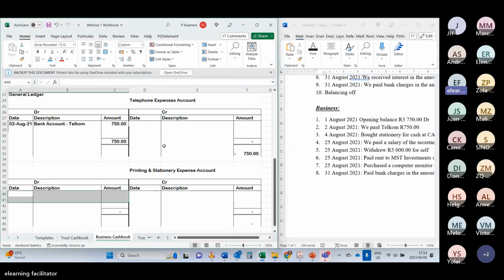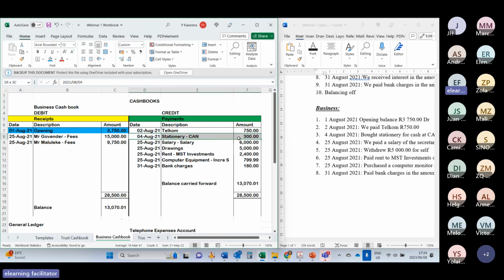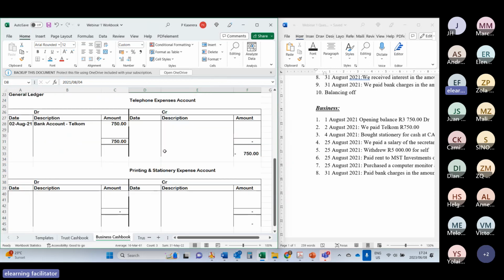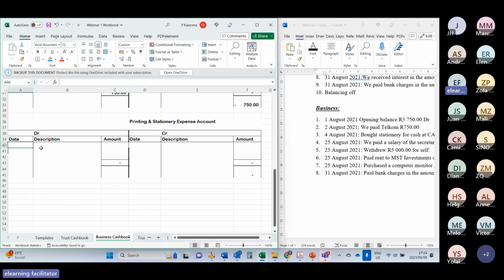So on the cash book, if you go, it's a payment. We are buying, we are paying. It goes out of our account. It reduces our bank account. So on our expense account, it then becomes a debit, a transaction that we debit. Okay, so we bought on 4 August 2021, and then it's from our bank. And we know it's stationery and it's 300 like that.